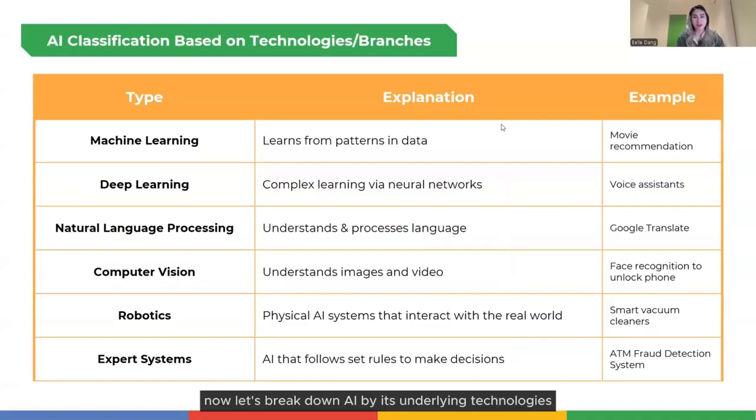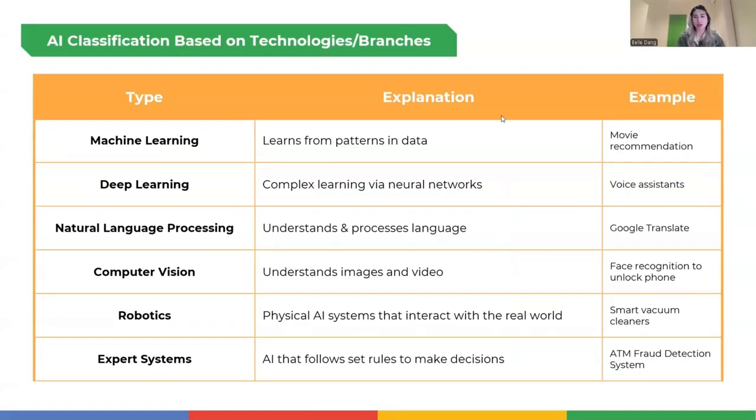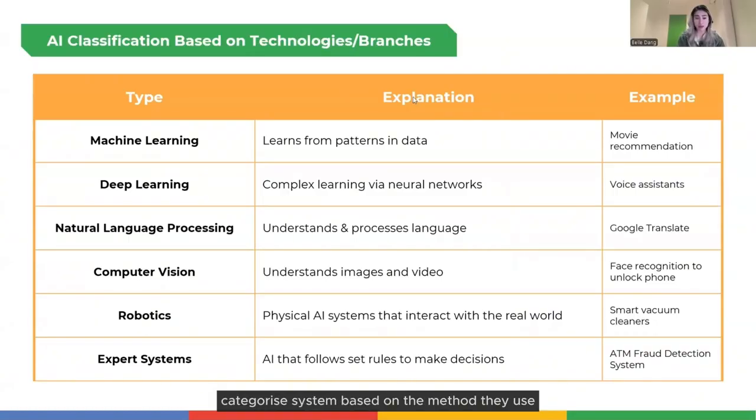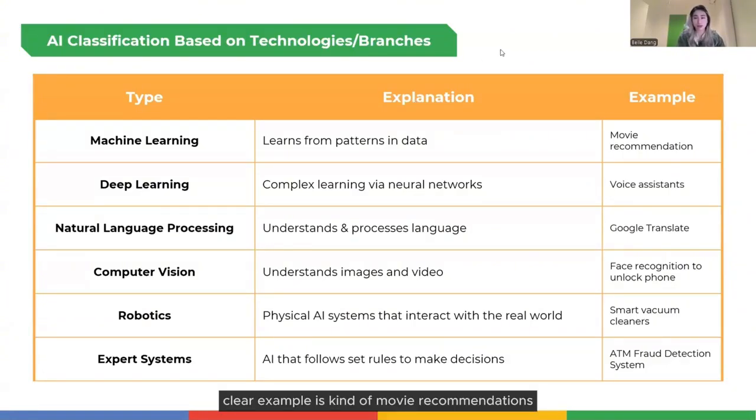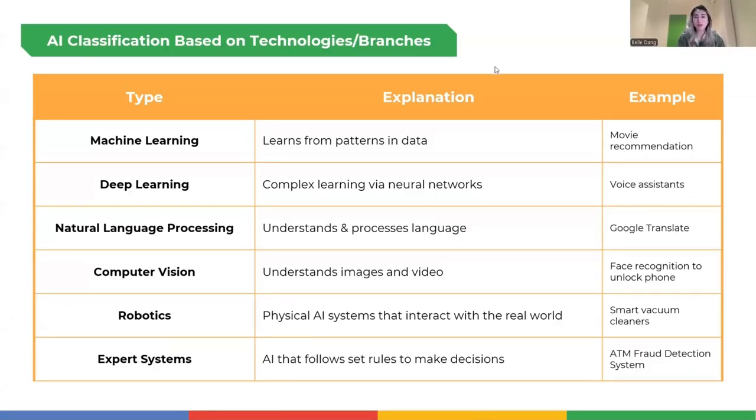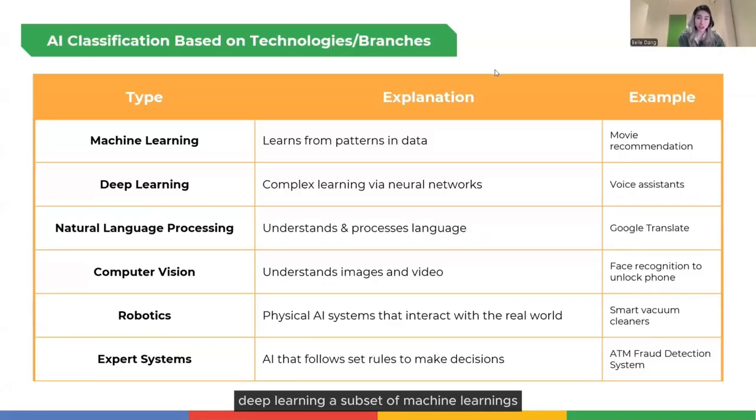Now, let's break down AI by its underlying technologies. This approach categorizes systems based on the methods they use. First, we have machine learning, which means AI that learns patterns from data. The clearest example is movie recommendations. It learns your previously watched movies and recommends similar ones. Deep learning is a subset of machine learning that uses neural networks to identify complex patterns. You can see this more in voice assistants and image recognition.